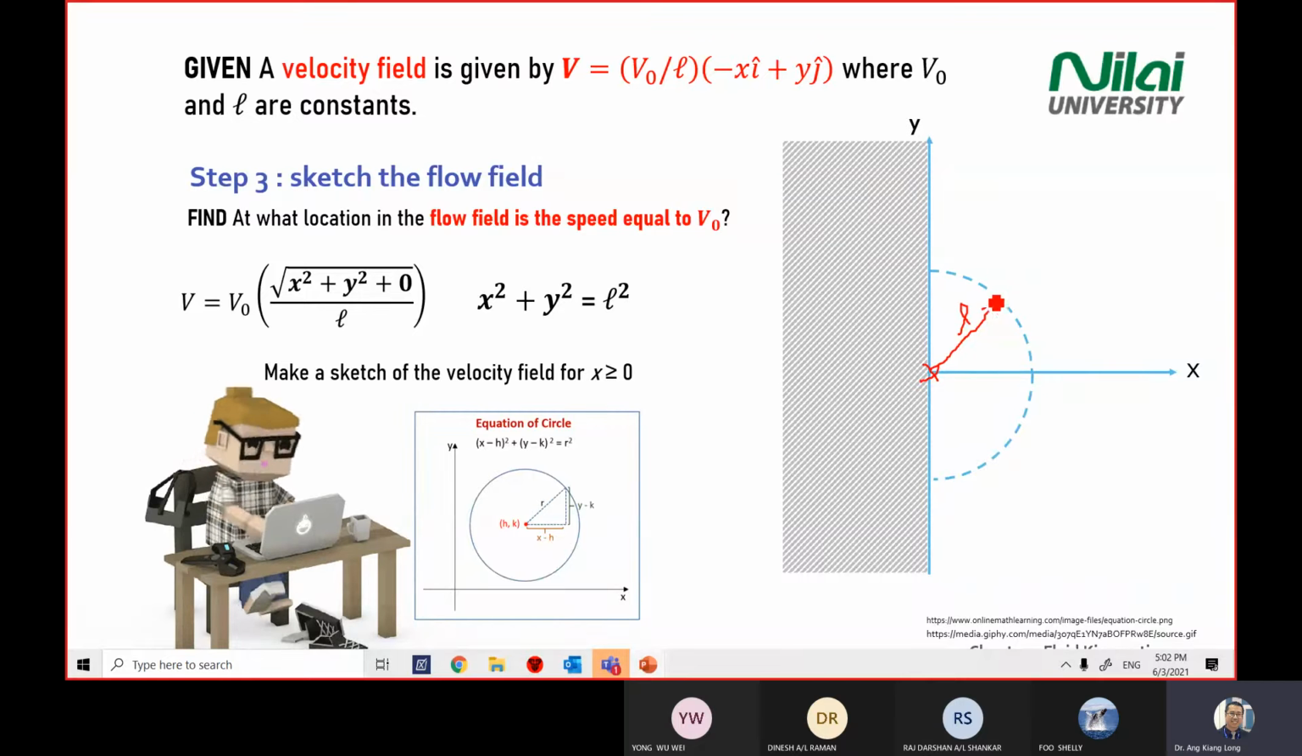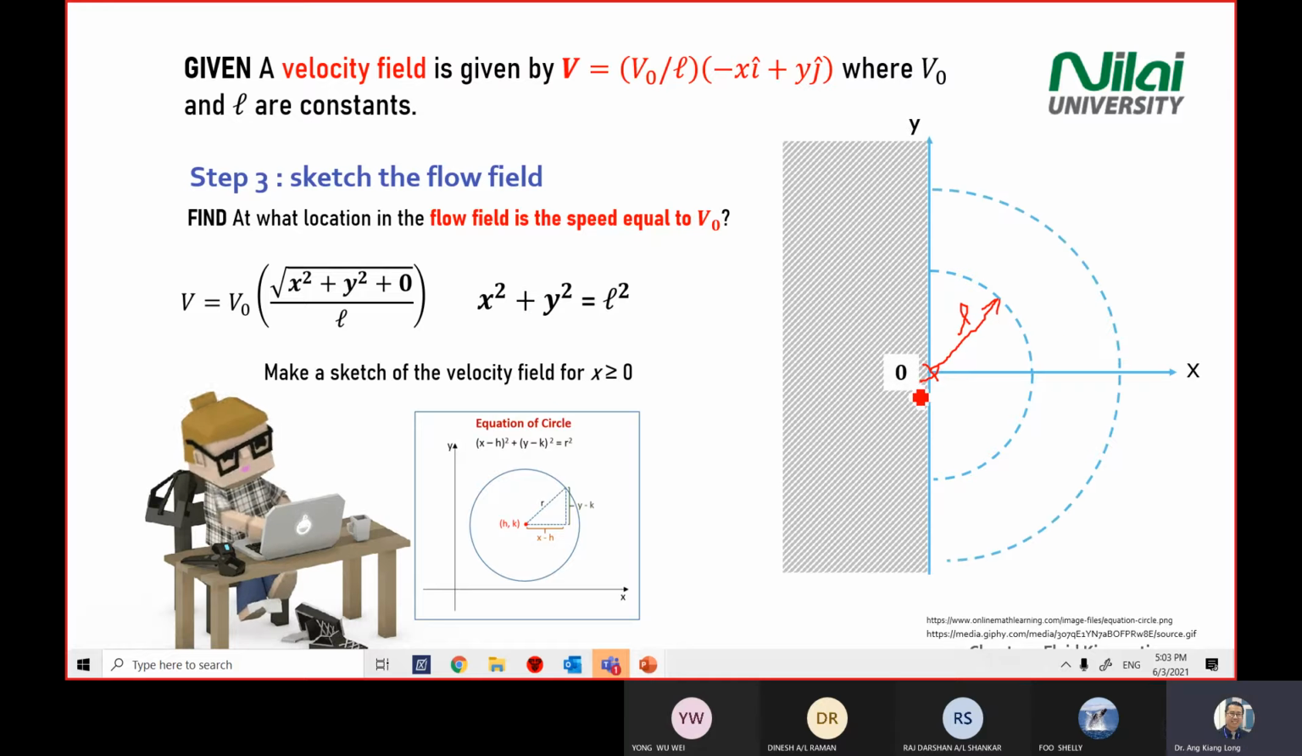So Raj, you understand why there is a circle with a dashed line on the screen here? Yes, sir. Right. Now, if we increase the L, we will get the second circle with radius 2L. So here to here is 2L.